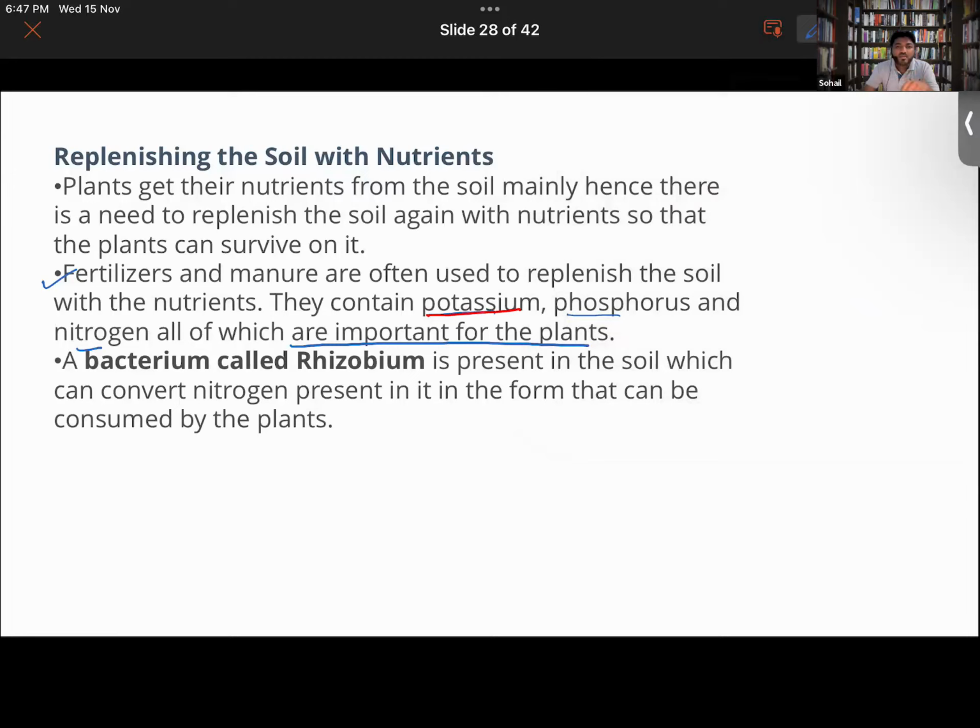And nutrients have been classified as major nutrients and minor nutrients. Some of the nutrients are required in more quantity, some of them are required in a lesser quantity by the soil. Okay. Can you think of how many nutrients are required by the soil? My question to you is how many nutrients are required by the soil?